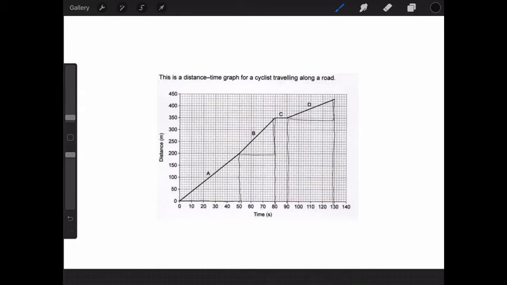So in A, the first thing I notice in A is that I have got a straight line. So that straight line, constant gradient, means that I have got a constant speed here. So that's the first thing I'd be saying about A. Okay, the graph isn't particularly steep. I can work out the speed by using the gradient. In this case, the y value is 200 metres. The x value is 50 seconds. So that would be 4 metres per second, wouldn't it? So I can say there is a constant speed of 4 metres per second in section A of the graph.